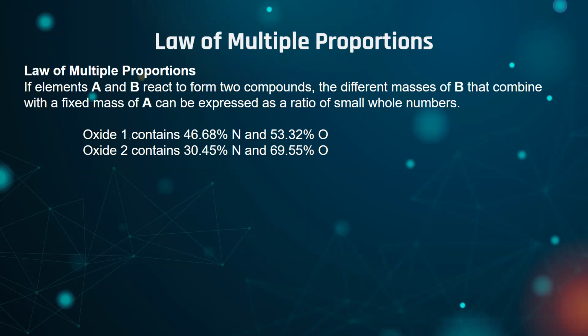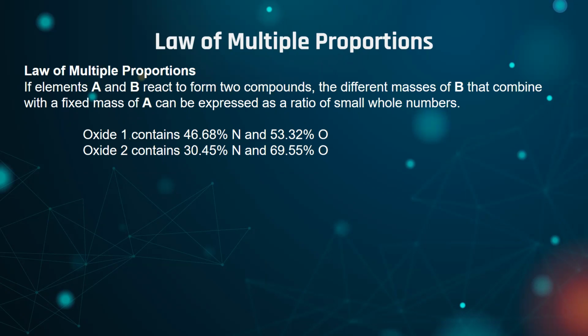So now we have something called the law of multiple proportions, which states that if elements A and B react to form two compounds, the different masses of B that combine with a fixed mass of A can be expressed as a ratio of small whole numbers. So that's a lot, that's a mouthful. But basically it allows you to take percent compositions and figure out what the formulas are. So we have two oxides here. Oxide number 1 contains 46.68% nitrogen and 53.32% oxygen.